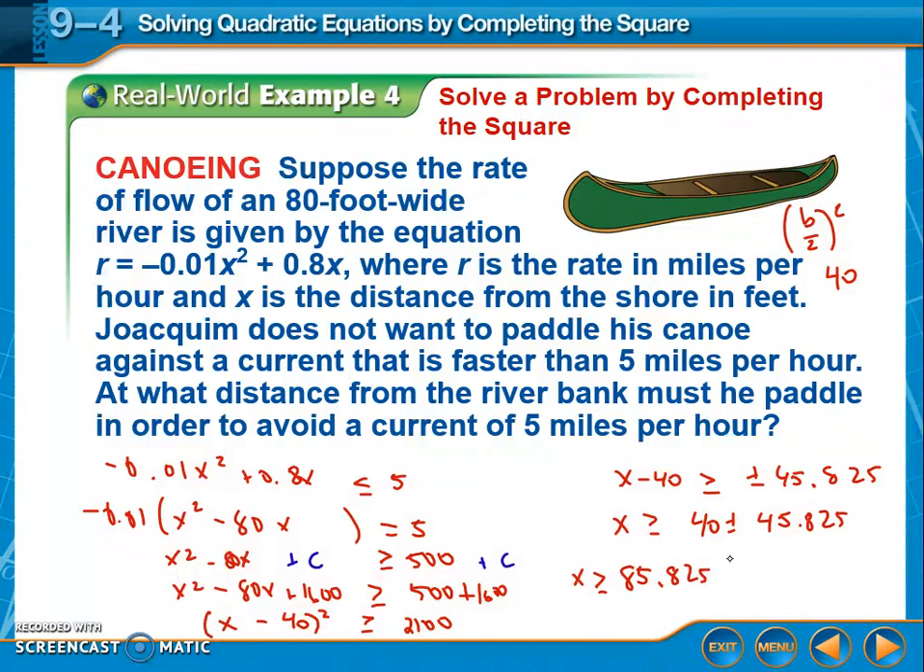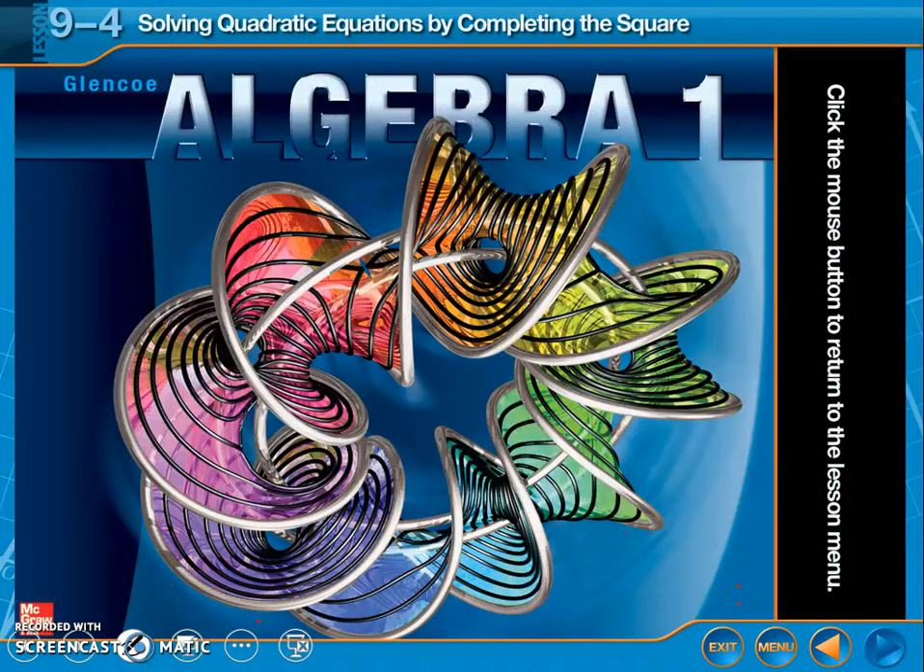Okay, that's the distance. And if I were to do minus, I would get negative, but you can't have a negative distance, so that doesn't make sense. So my answer is going to be 85.825. Okay, what distance from the riverbank? He must paddle to that point in order to avoid the current. And that is less than 9.4.